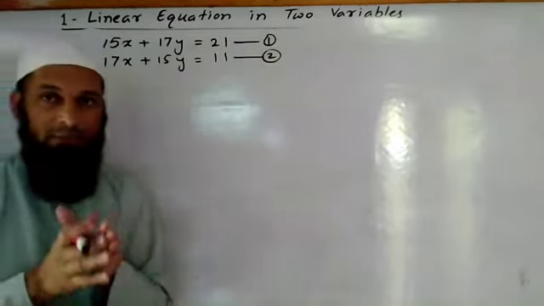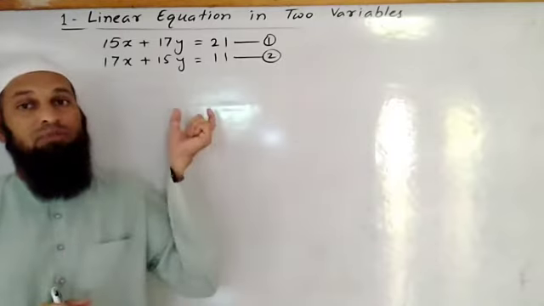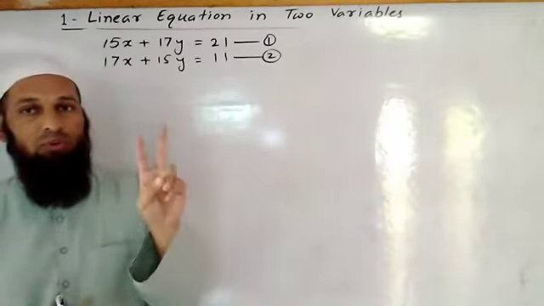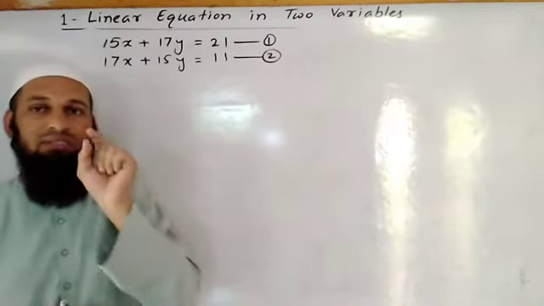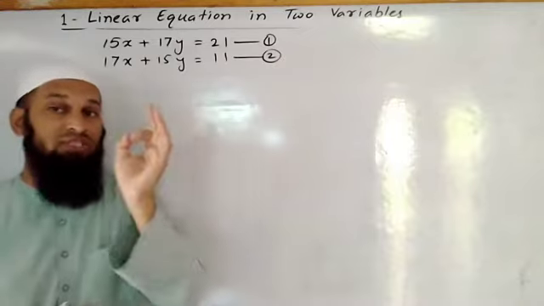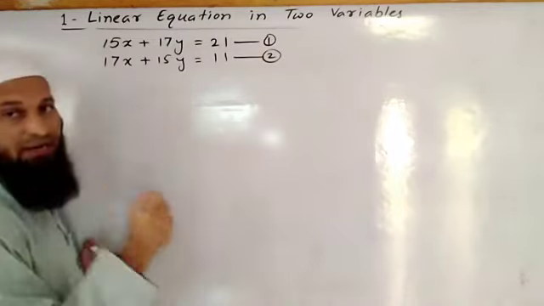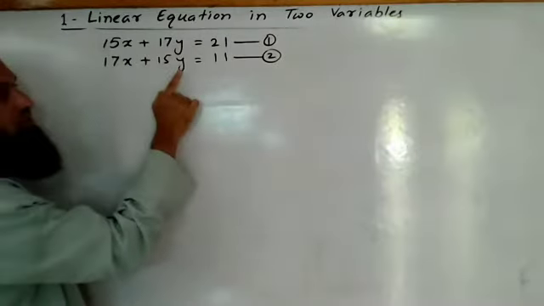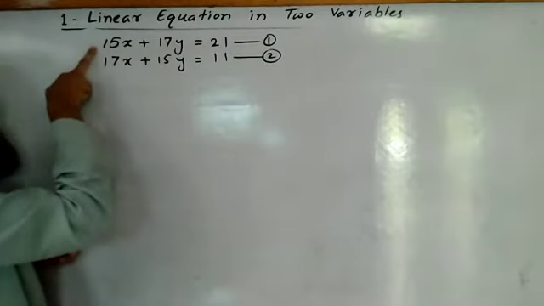See this example. In this example, this is a particular type of equations. Before this we have solved two examples. In those examples and in this example there is a difference. What is the difference? These equations are special equations, particular equations. What is the speciality? See here, the coefficient of x is 15 here, but here the coefficient of y is 15. So which is the coefficient of x in the first equation?